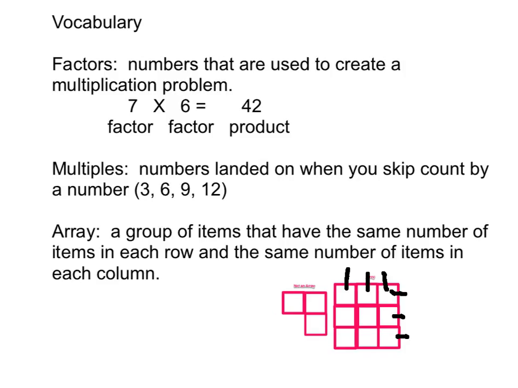Some arrays will not have exactly the same number of items in each row as they do in each column. This is an example of what is not an array, because if I look at it, I have only 1 item in this column and 2 in this one. So it would not be an array since it doesn't form some sort of a rectangular shape with its parts.